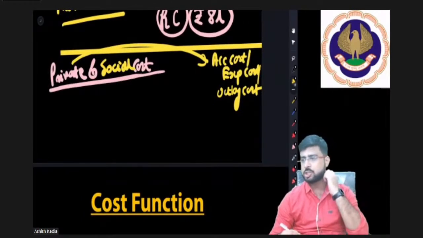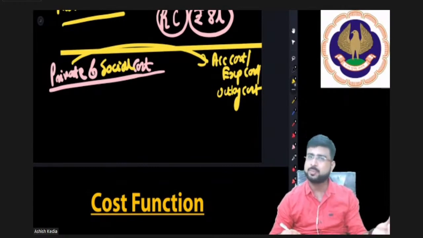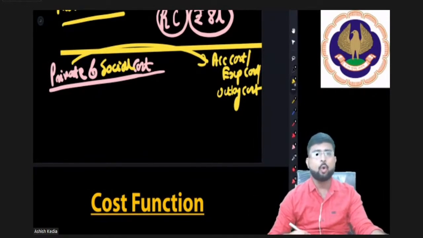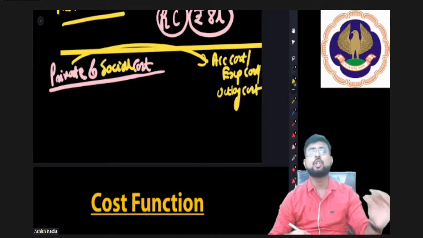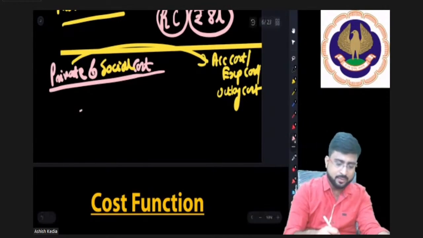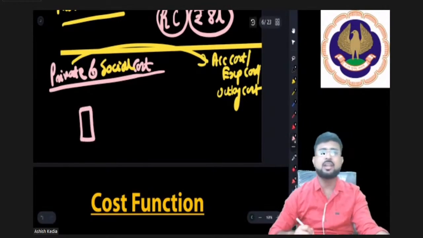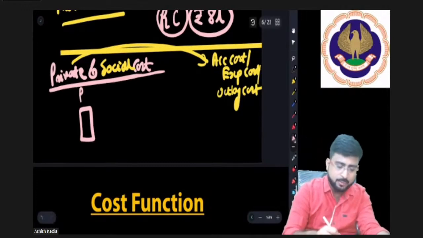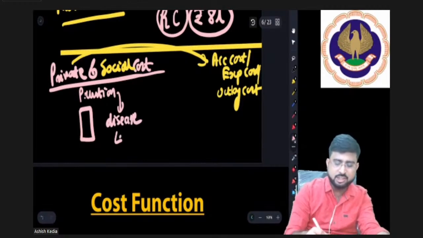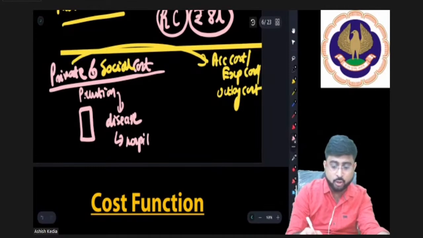Private and social cost. Private cost is nothing but accounting cost, explicit cost or outlay cost. But now, what is social cost, sir? Pay attention everyone. Let's say there is a factory being built, because of which there will be a lot of pollution and people will catch disease. To treat the disease, they will have to go to a hospital or a doctor.